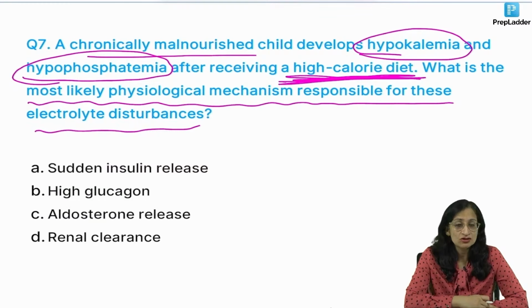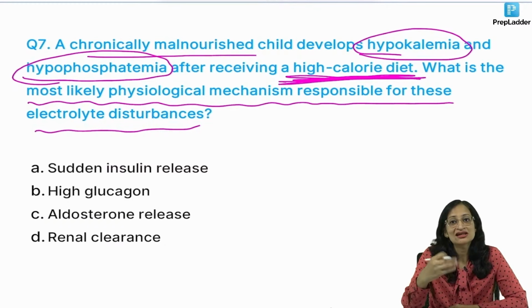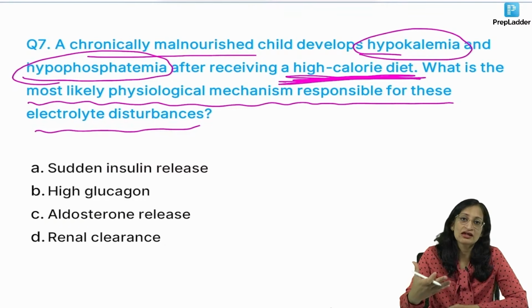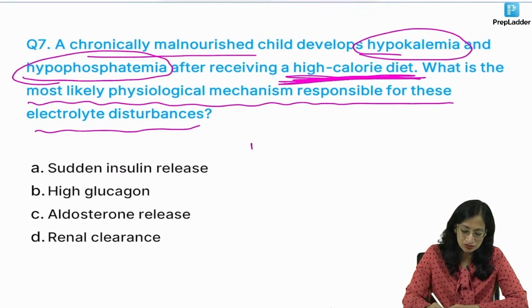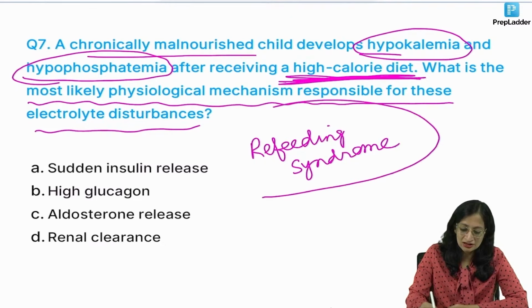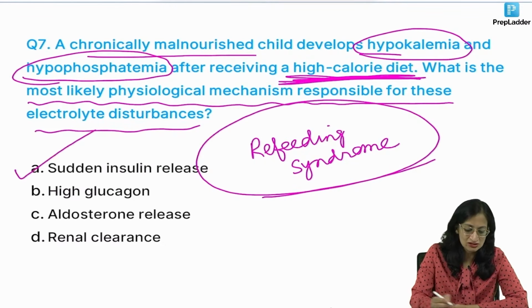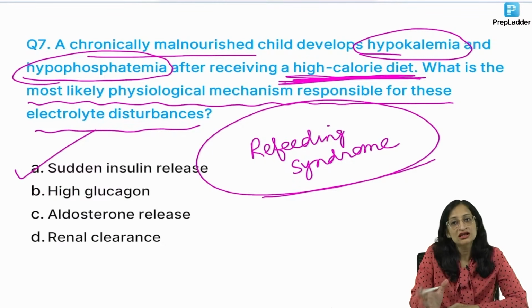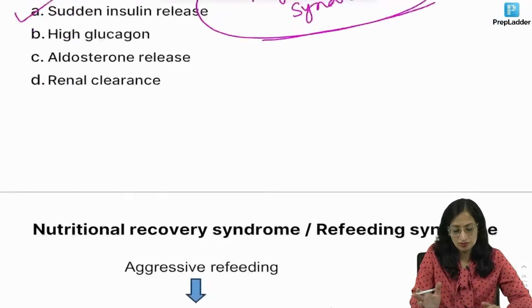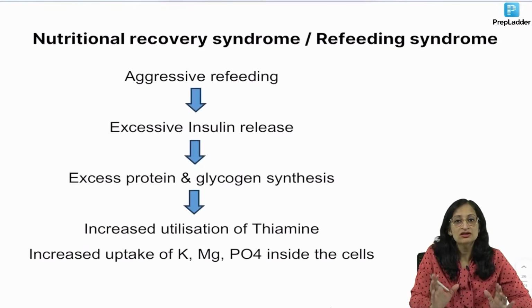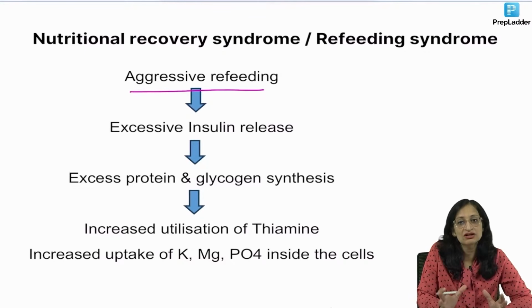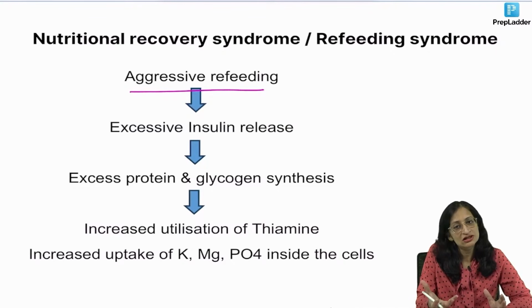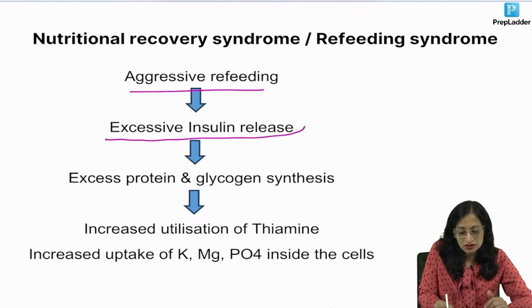In this scenario, when a malnourished child is suddenly given a lot of high calorie diet, what is going to happen? This is refeeding syndrome, also called nutritional recovery syndrome. The basic underlying defect here is sudden insulin release. Let us see what happens in refeeding syndrome and why. If you do aggressive refeeding, a lot of glucose is getting generated, and excessive insulin release will be there.